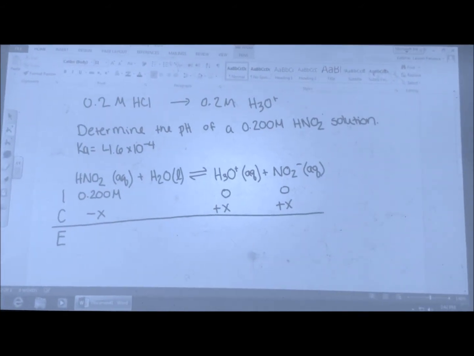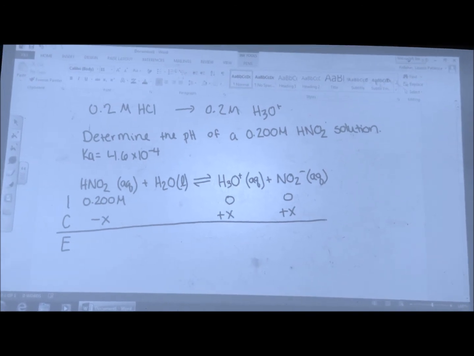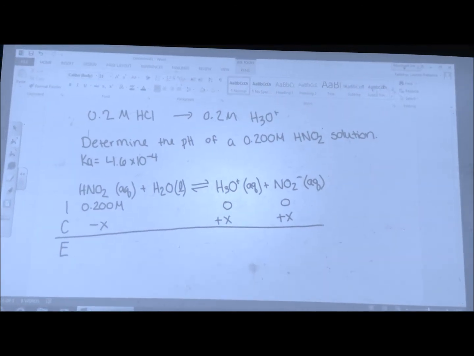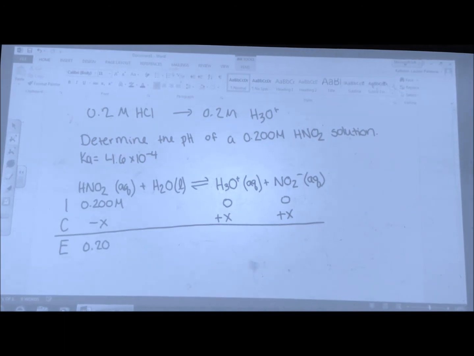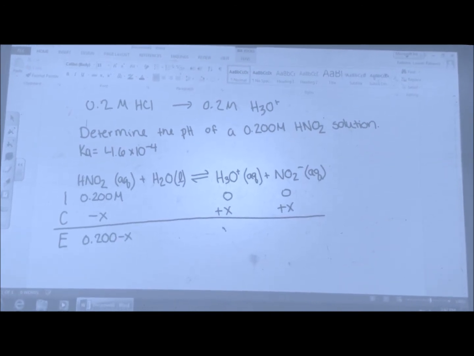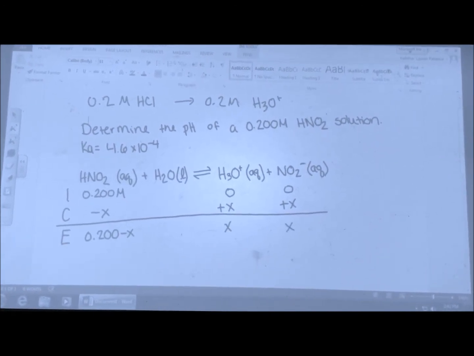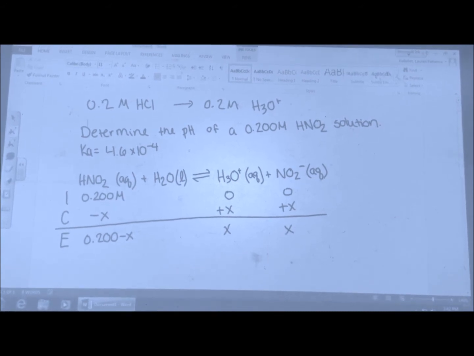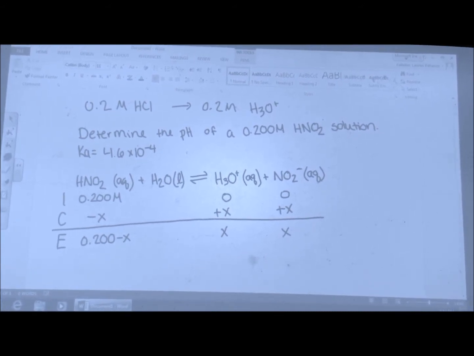Now we've made our initial and our change columns. We can sum them to find our equilibrium: 0.200 minus x, x, x. Now that we have our equilibrium values, we can create a Ka expression and plug them in.